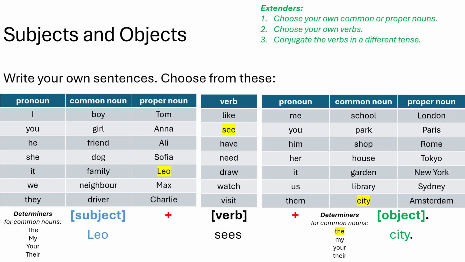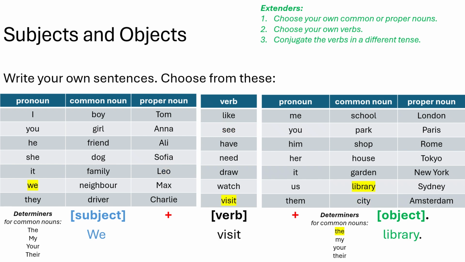Here is another example. Leo sees the city. Now it is your turn. Write a subject plus verb plus object sentence. Try the extender if you feel confident.